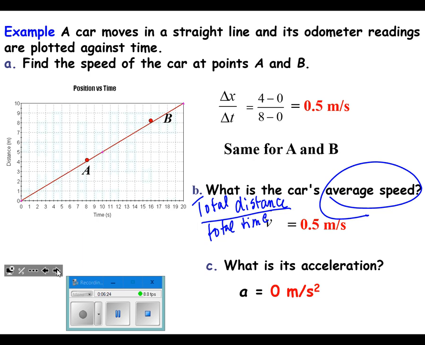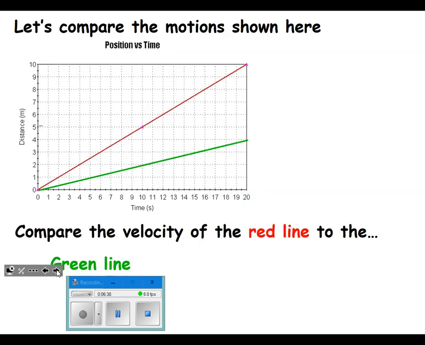So the acceleration here would be 0 because acceleration is the change in speed over time. So I didn't change any speed, so I'm not accelerating. And so that's 0 meters per second squared. All right. So we're going to compare these motions and we can think about it as a trip.